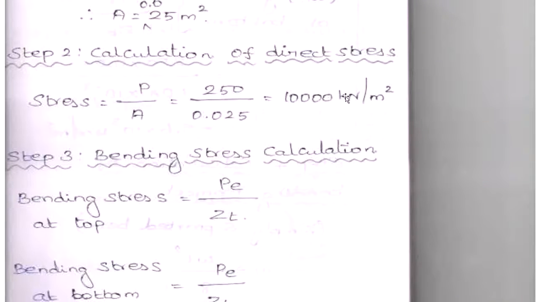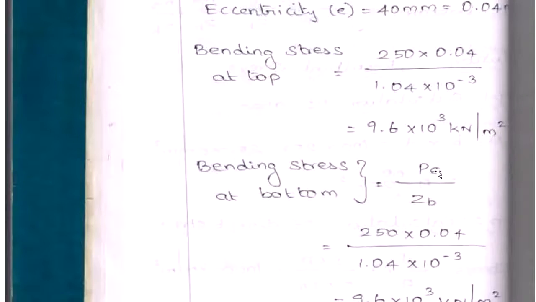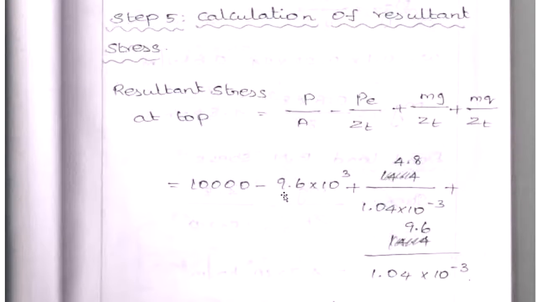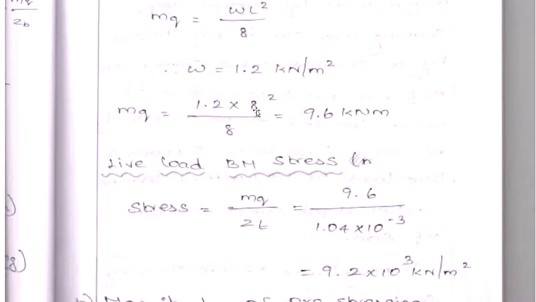As we have already calculated, this P divided by A is 10,000 kilonewton per meter square. The bending stresses we have got as 9.6 into 10 to the power 3 and 9.6 into 10 to the power 3. So the same we have applied over here. Similarly, mg we have got as 4.8, zt we are already having, mq we have got as 9.6. So we have calculated these things.